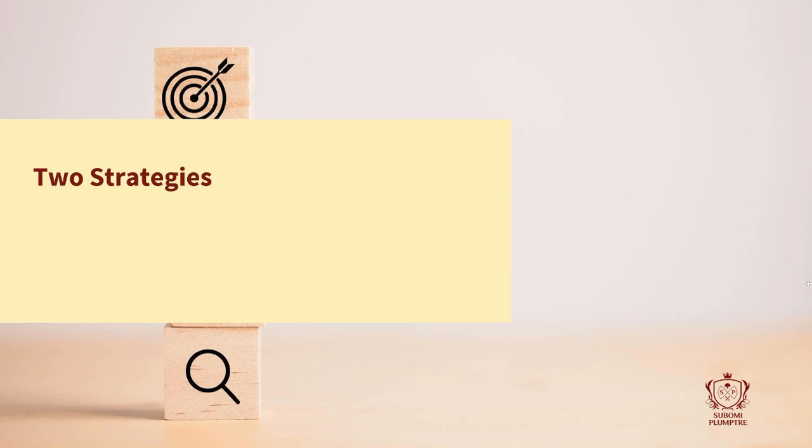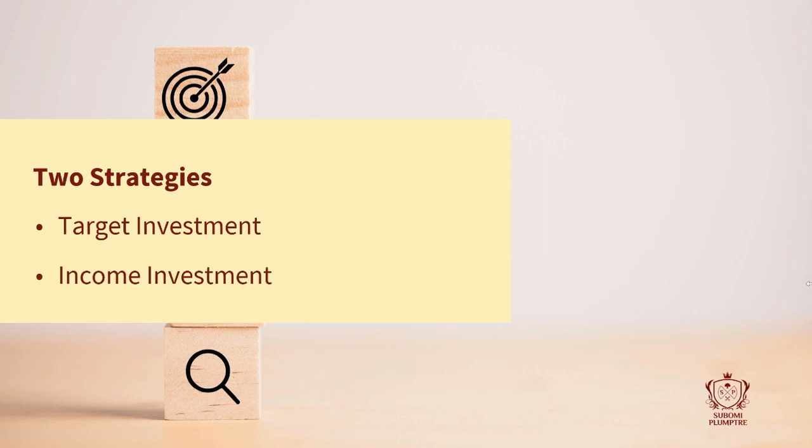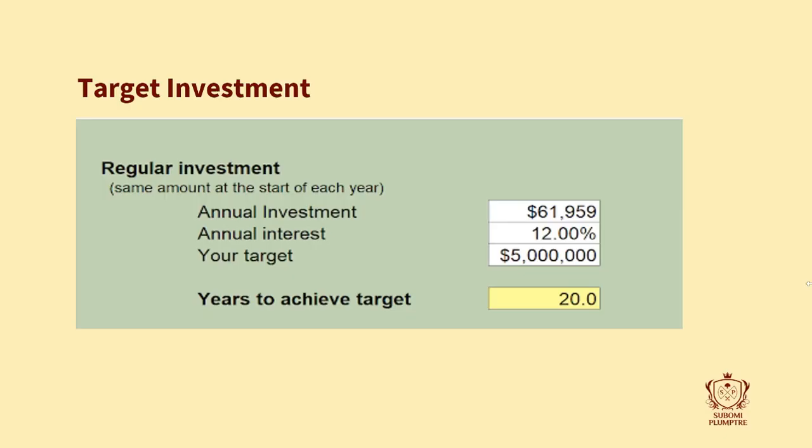If you decide you're going to use your return on investment to meet your expenses, then there are two strategies you can employ. One is called target investing, and the second one is called income investing. For target investing, I've done a video using the compound interest toolkit. So this is a screenshot from the compound interest toolkit, and there's a video that you can watch on how to use it. So let's look at this hypothetical scenario.